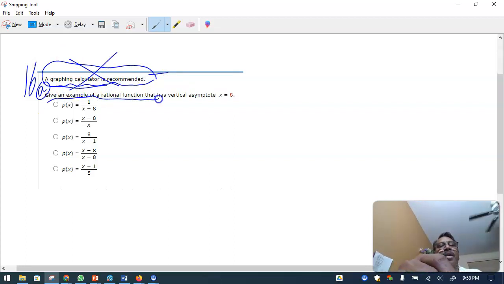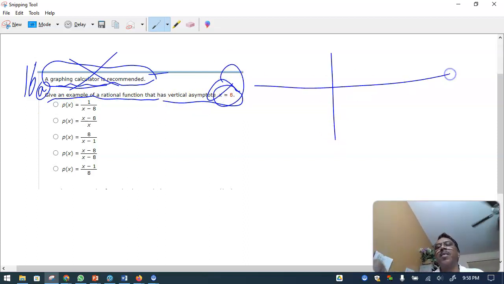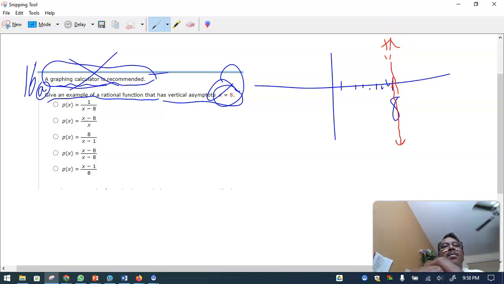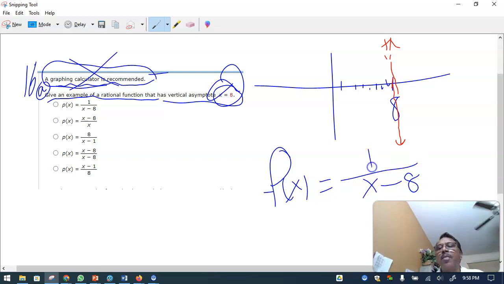If you're asked to give an example of a rational function that has a vertical asymptote at x equals 8, it means if I write 1, 2, 3, 4, 5, 6, 7, 8, that's where it has a vertical asymptote, where the 8 is not a part of the domain. So you will have to put it in the denominator. If I want to create a function p(x), the denominator has to be x minus 8. The top part could be 1 or 2 or minus 3 or anything, but the main thing is the denominator has to be x minus 8.